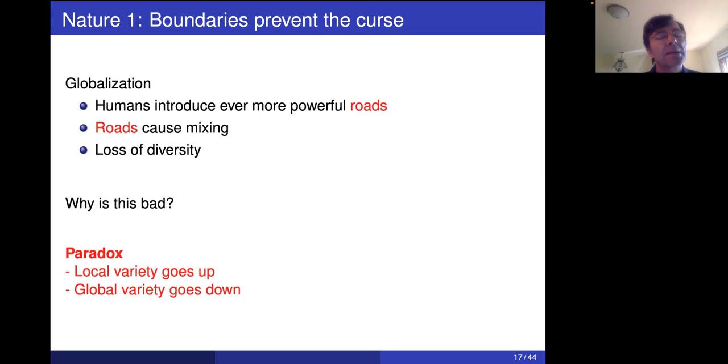So this is a very important, almost sociological or political slide. We introduce roads, we cause mixing. That mixing causes competition because of the multiplicative update. Therefore, we have die out. And it's hard to see because of the paradox.